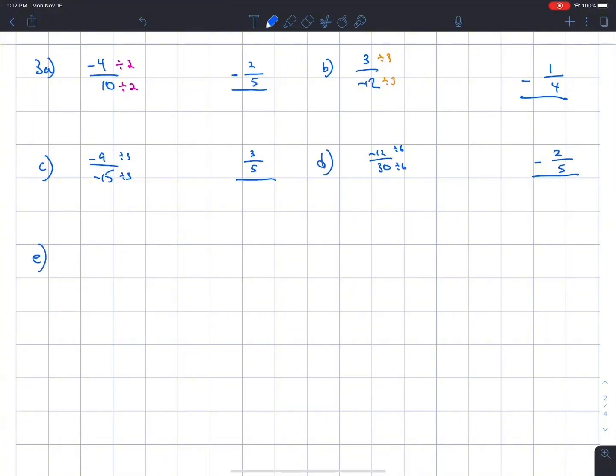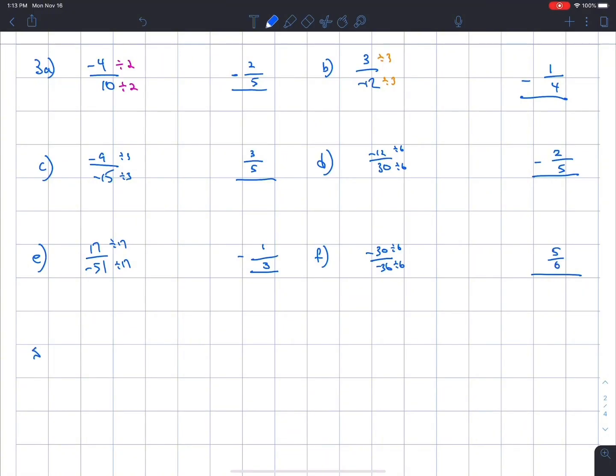E, 17 over negative 51. Positive divided by negative is negative, and they are both divisible by 17. So 17 divided by 17 is 1, 51 divided by 17 is 3. F, negative 30 over negative 36. Negative over negative is positive. I can divide both of them by 6 to get 5 over 6.